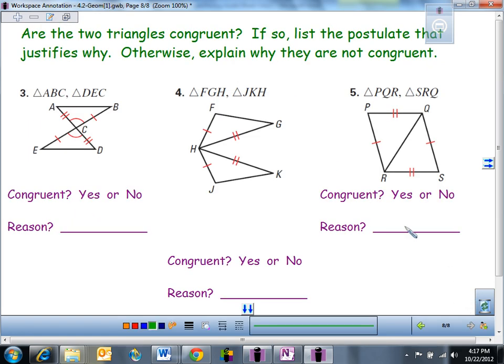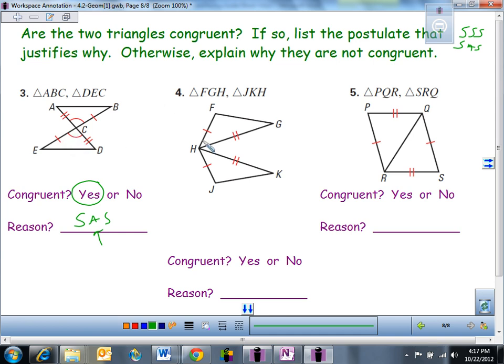The last thing we're going to do today is justify. Are the two triangles congruent? If so, list the postulate that justifies why. So our options are SSS and SAS with that included angle. Number 3, the top and the bottom triangle, are they congruent? I'm going to say yes because of SAS. Double check that that angle is between those two sides, and it is.